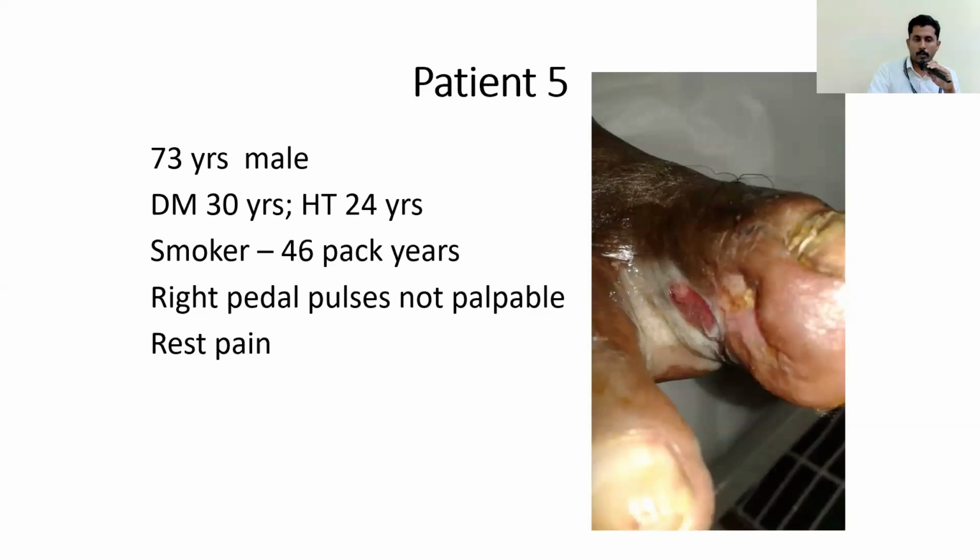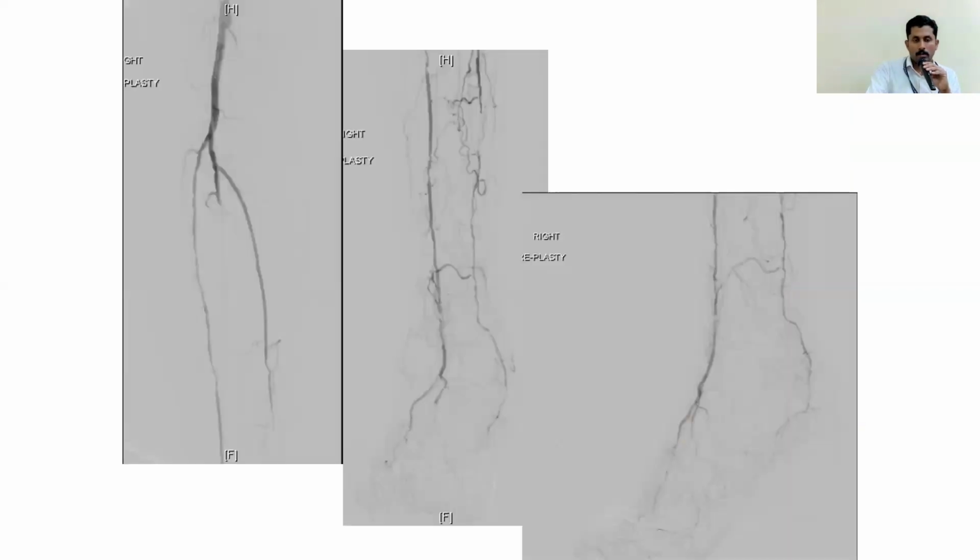Coming to the fifth patient, he's a 73-year-old gentleman. He's diabetic, hypertensive, and a smoker. For him, the femoral pulse and popliteal pulse are palpable. Distal pulses were not palpable. And he has significant rest pain. So again, it's an infrapopliteal disease. This is the DSA picture of the patient.